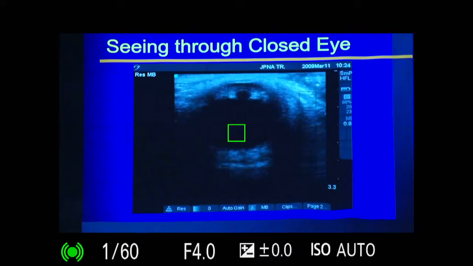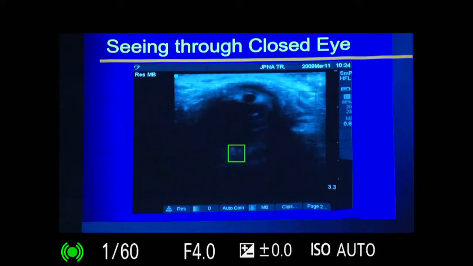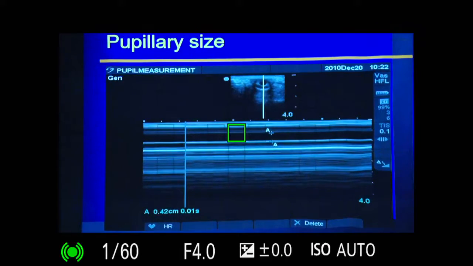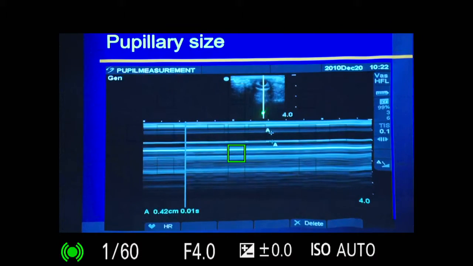Oculomotor nerve injury, you don't need to do anything, and that could be a sign of herniation also. Optic nerve injury, you need to give steroids, optic nerve decompression, whatever is required. So this is the pupils, and you can measure the diameter between this and this. You just do M mode and you can measure the diameter.